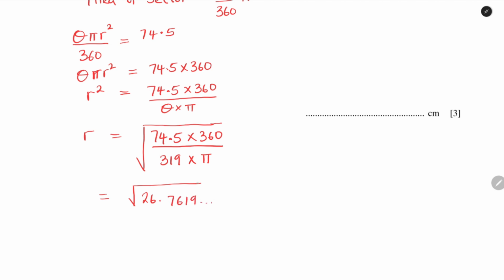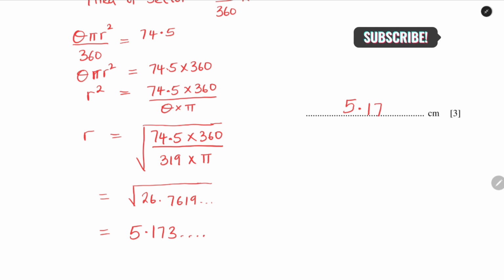All right, so if you evaluate this properly, you're going to have to find the square root of 26.5619 and quite a number of other decimals. And that means your r is going to be 5.173 and so many others. To three significant figures, this is going to be 5.17 centimeters.